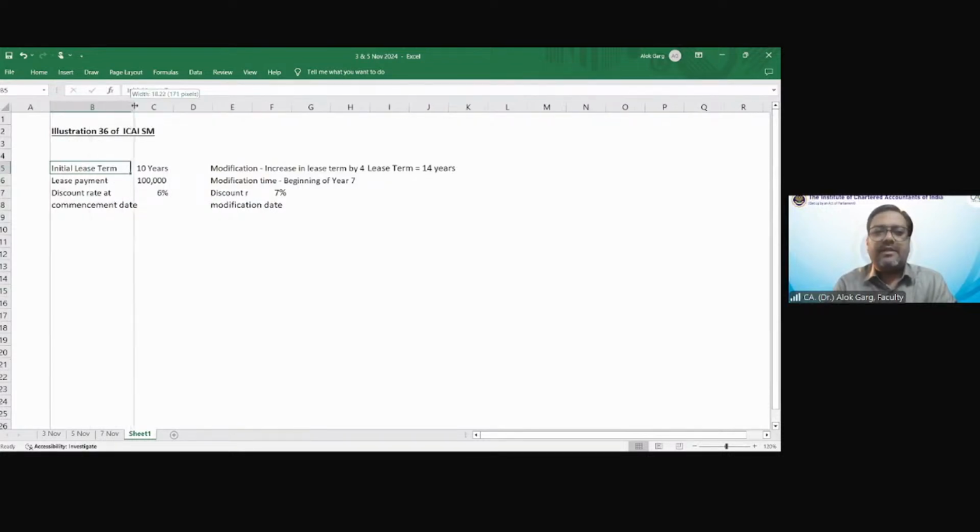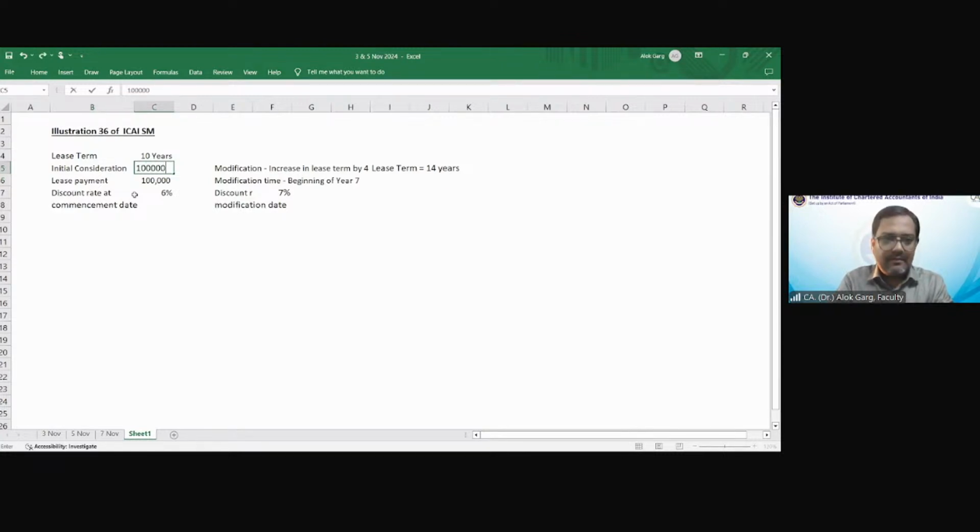Initial lease term. There is no change in the lease term. So lease term is how many years? Lease term is 10 years. No change in the lease term, right? Initial consideration. What was the initial consideration? 1 lakh. Okay. What is my revised consideration?